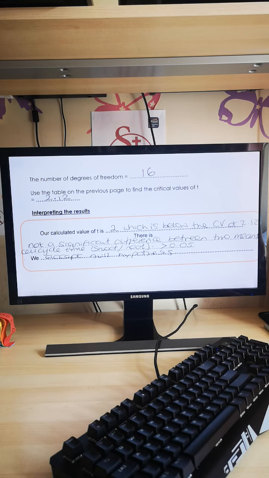Okay, and then I've shorthanded it. I've said there's greater than a 5% probability that the difference is due to chance. I accept the null hypothesis.